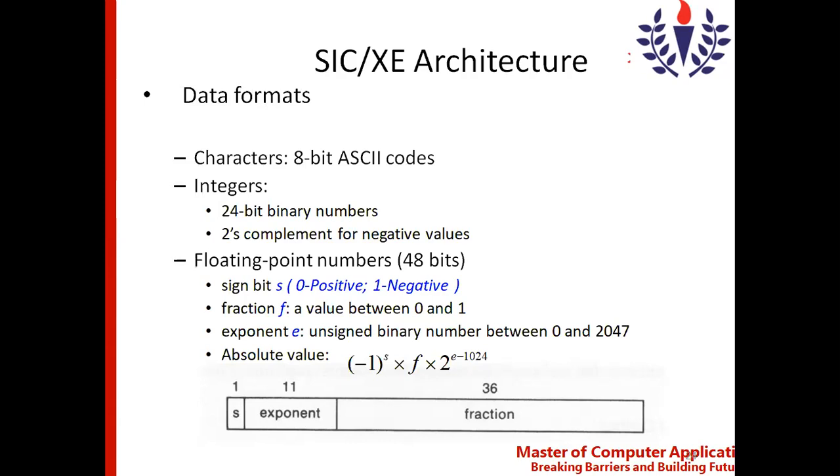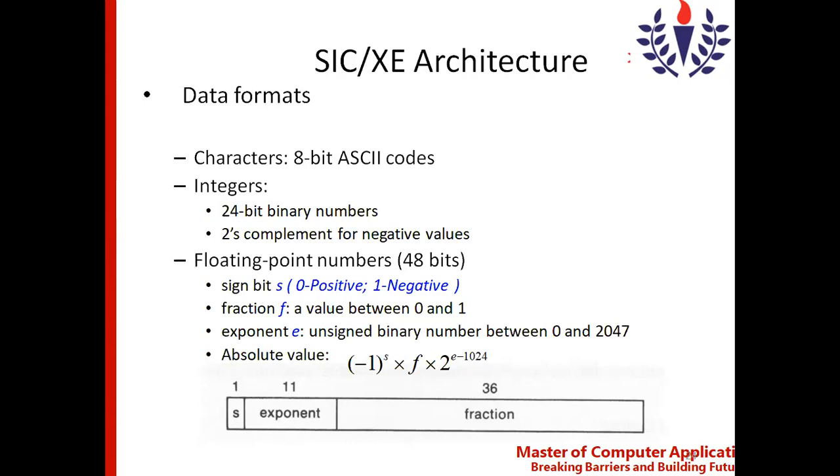The sign bit will have either a 0 or 1 value. If it is 0, then it is a positive value. If it is 1, it is a negative value. And the fraction value f ranges between 0 and 1. The exponent is an unsigned binary number ranging from 0 to 2047.